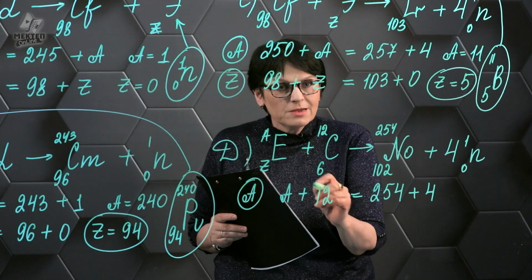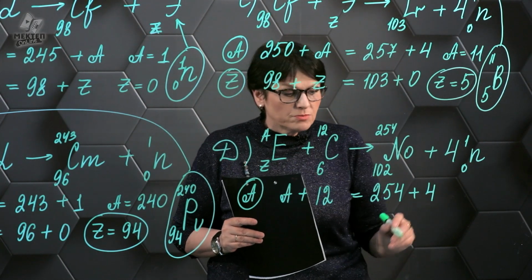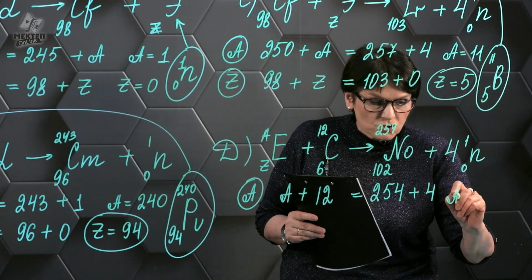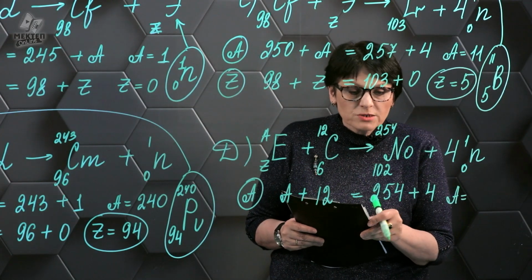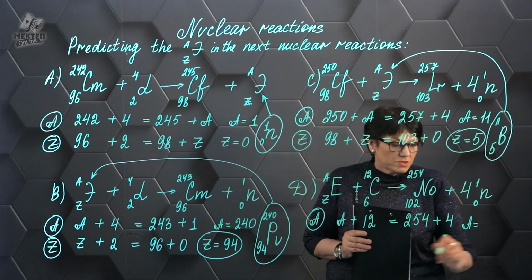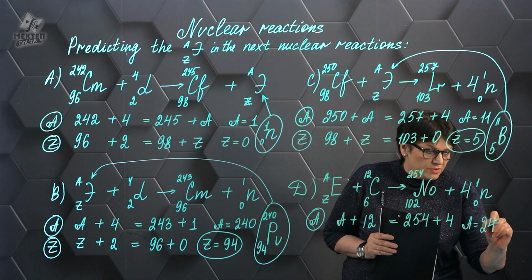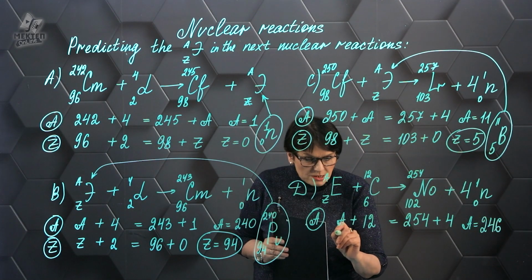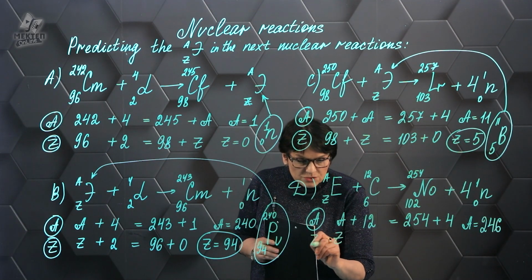But since we must also have 258 on the left side, we conclude from this that A in this case will be equal to 258. We subtract 12 and we have 246. It remains to establish what Z will be in our case.